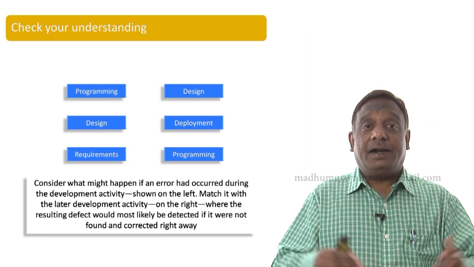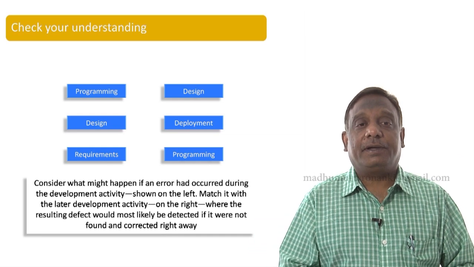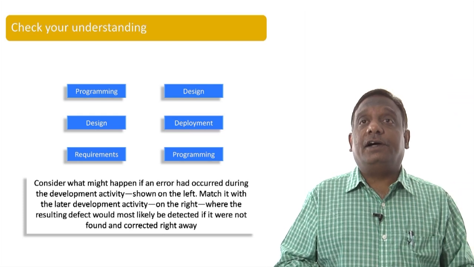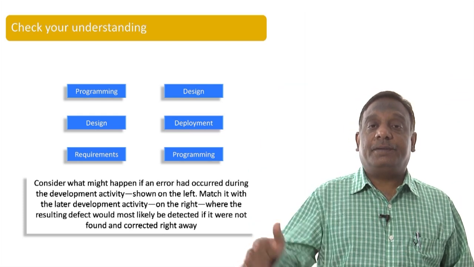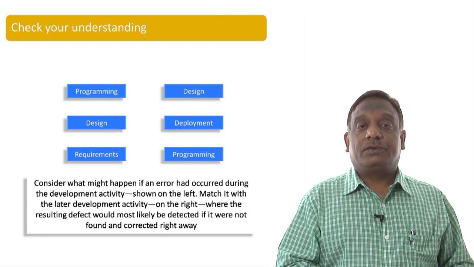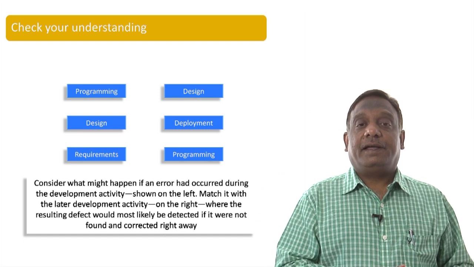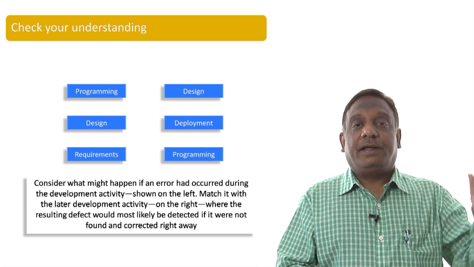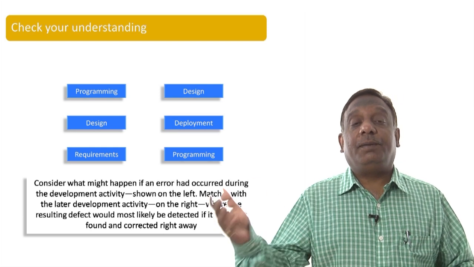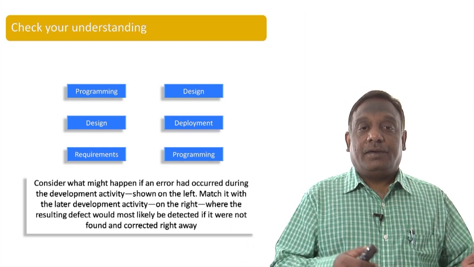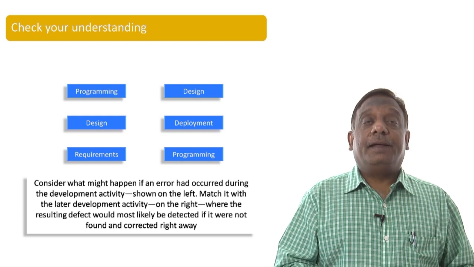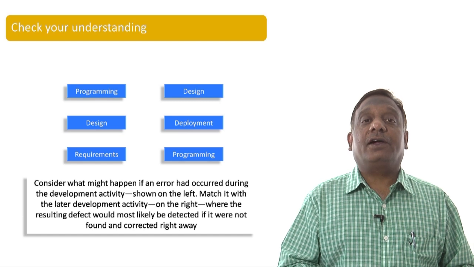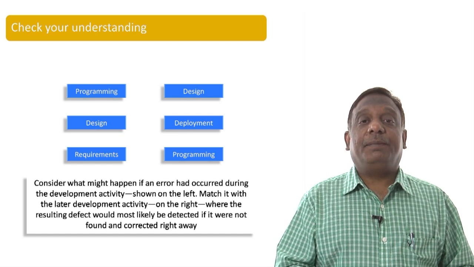So let us check your understanding with this topic. I have a question for you. There are 3 terms on the left side and another 3 terms on the right side. Please think: if mistakes happen on the left side, what next phase will be affected? Let's say mistakes are made while doing programming. What can it cause? Which next phase can be affected?